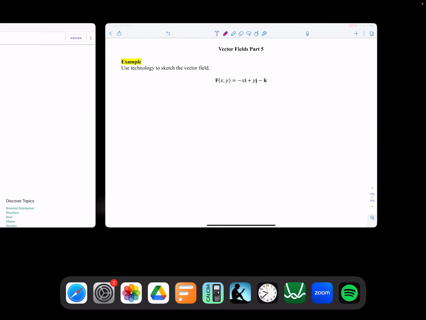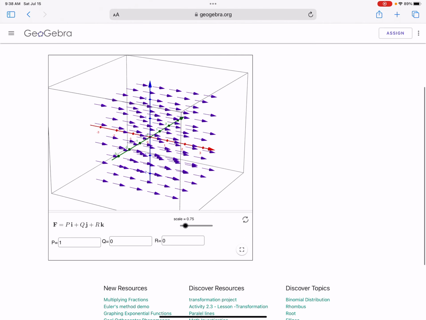So GeoGebra has a three-dimensional grapher. I'm going to take you straight to it. All I did was Google vector field 3D, and GeoGebra pops up right away. Again, I will put a link up. All right. So let's go ahead and plot this.